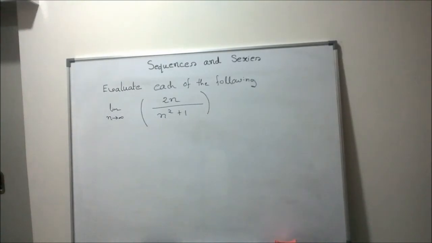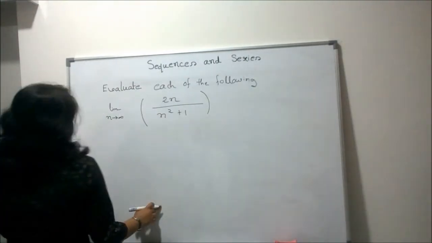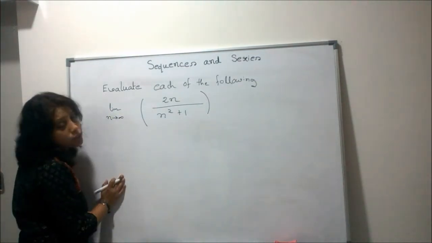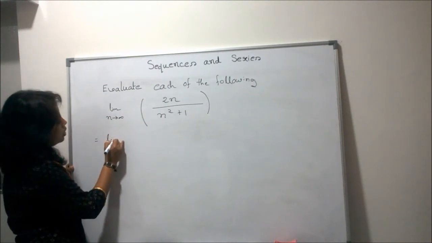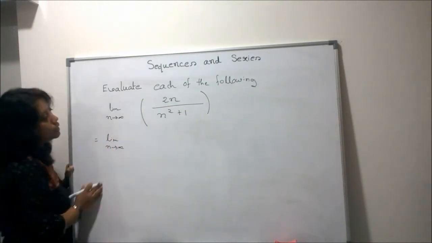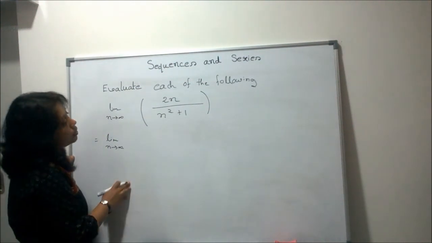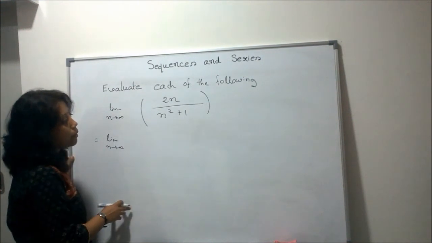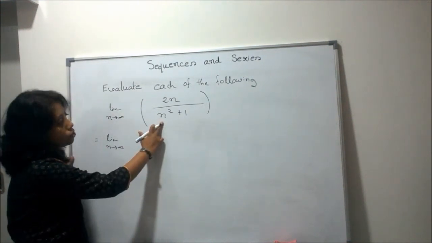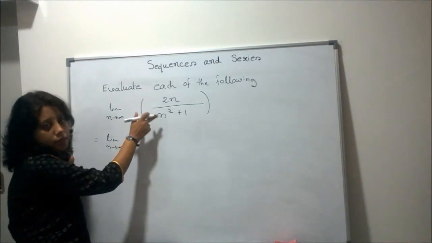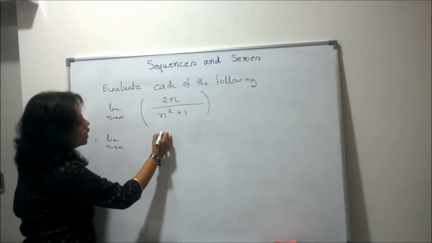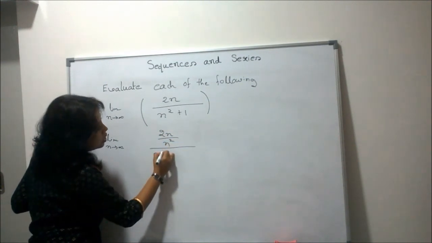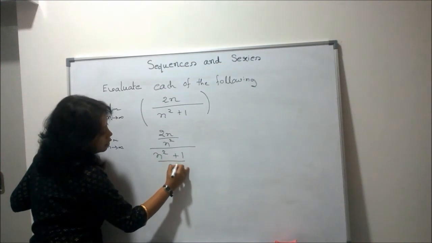The next problem: the nth term is given as 2n by n square plus 1. How could we solve this? Here also, limit n tends to infinity, we divide by the highest power of n. The highest power of n is n square, so we divide numerator and denominator by n square. So here 2n by n square, and in the denominator n square plus 1 by n square.